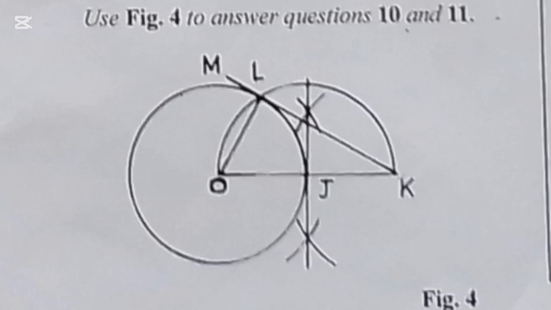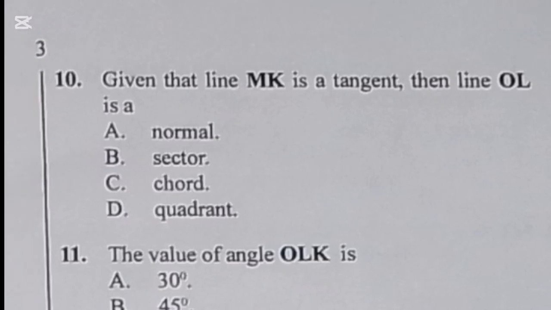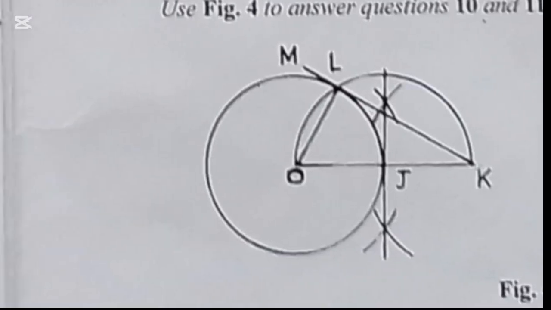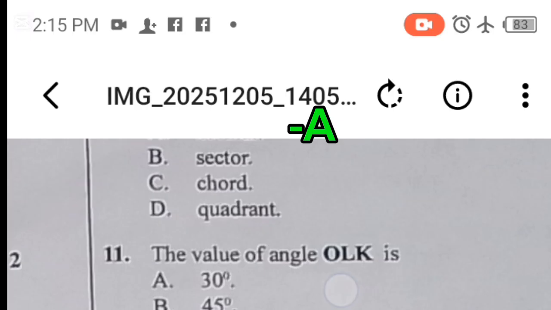Then the next question, we are told to use this figure 4 to answer questions 10 and 11. Let's look at what question 10 says. Given that line MK is a tangent, then line OL is a MK. You can see MK here. This is M and this is K, a tangent to the circle, and line OL will be forming what we call normal. A is the correct answer there.